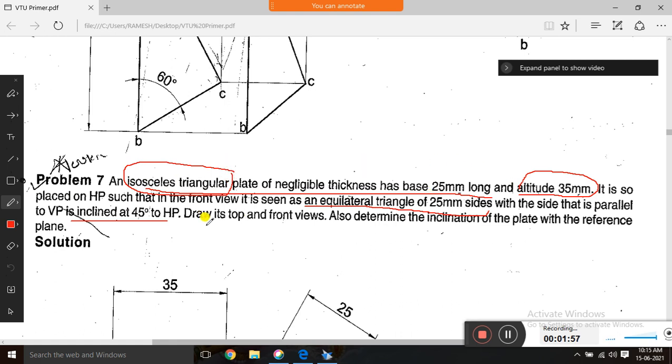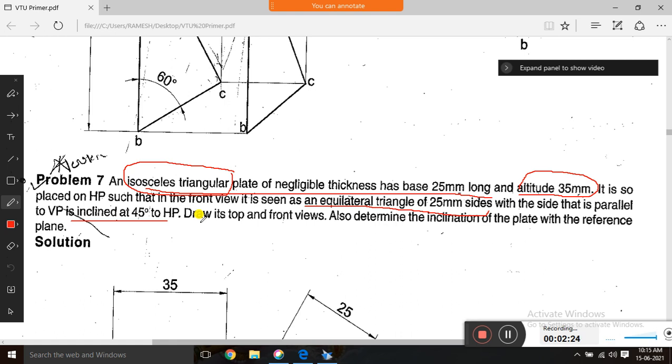Second thing, whether it is resting on HP or VP. Here it is placed, it is not rest. That is most important. It is not rest, it is placed on HP, meaning it stands on HP. If it stands on HP you will get the front view first. If it rests on HP you will get the top view first, according to our conditions, correct?